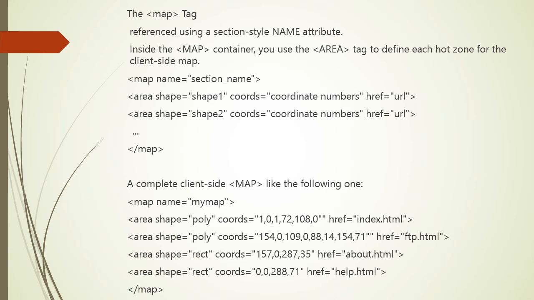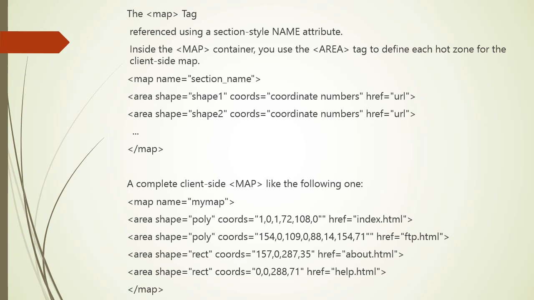This way, map name is equal to mymap, area shape is equal to poly, coordinates you will specify, href is equal to index.html, area shape is equal to poly, some other coordinates you are going to give, then href, shape is equal to rect, like that. That last area tag is the one you are using to define your entire graphic.